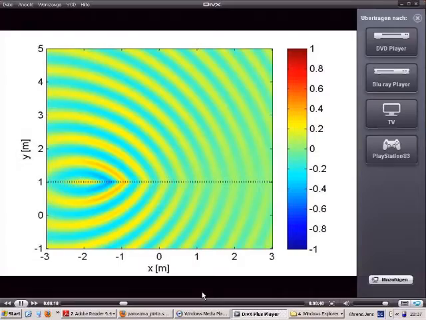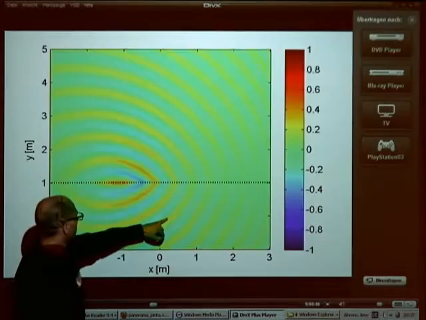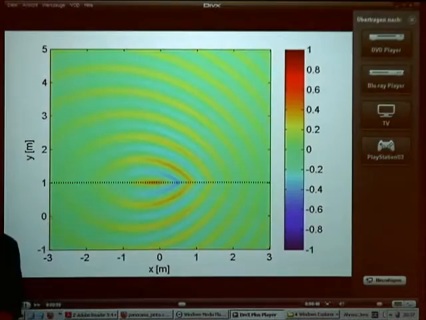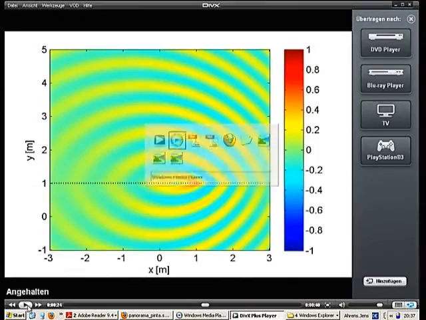Then it will look like this. As the source moves along here, approximately, in the direction of motion, sound waves are compressed, and in the opposite direction, they are expanded. And you can do much more. I think these are enough examples for the moment.